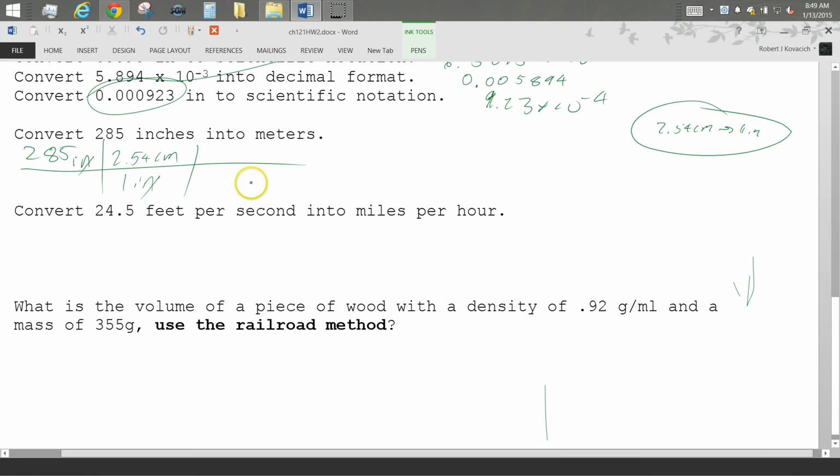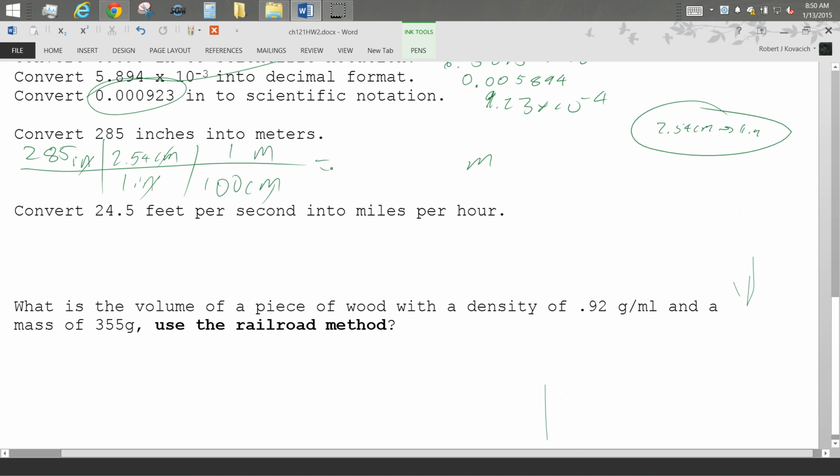So what has to go down here? Centimeters. And what do you want to put up when we're trying to get to meters? Meters, right? Everybody okay with that? 1 meter, 100 centimeters. So now the centimeters are gone. The only unit I have left is meters.